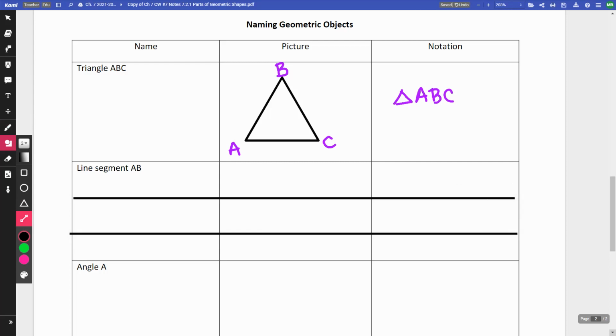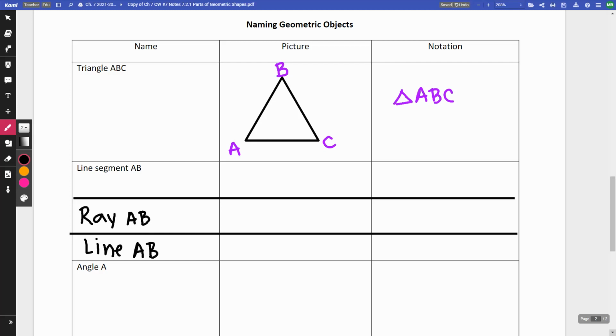Okay, so one of them we did was line segment AB, one of them we did was ray AB, and one of them we did is line AB. Those are what we did. So for line segment AB, the picture is going to be a line segment with endpoints on either end with the letters A and B. And the way I would denote that is I put a little line segment over the letters AB.